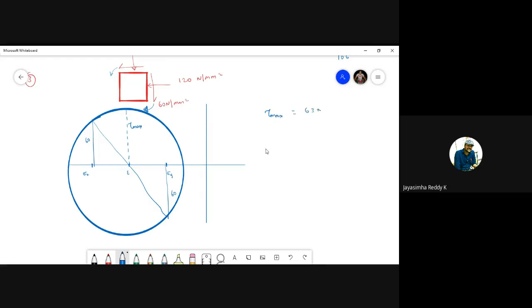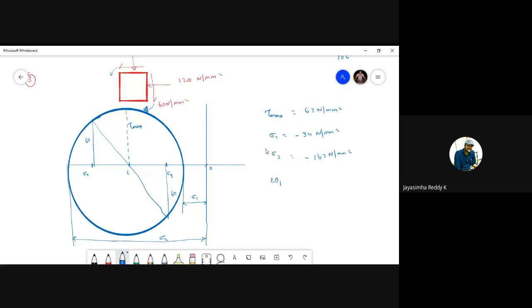Okay, so tau max, I have got as 63 newtons per mm square, and this length as sigma 1, because it is minus. So sigma 1 is equal to minus 34 newtons per mm square, and this length I have to take as sigma 2. This is sigma 2. So sigma 2, I have got as minus 163 newtons per mm square.